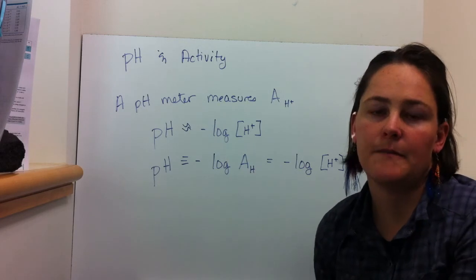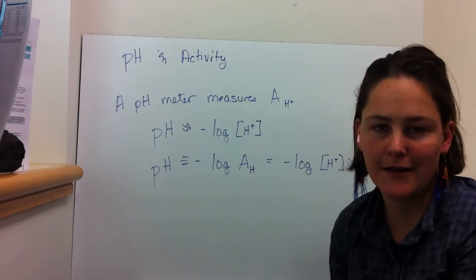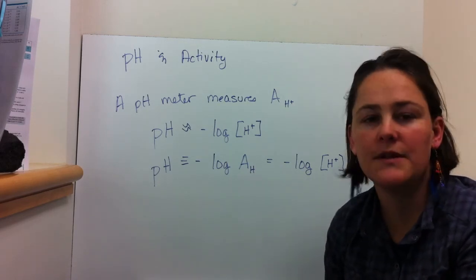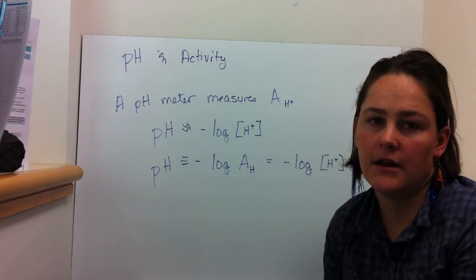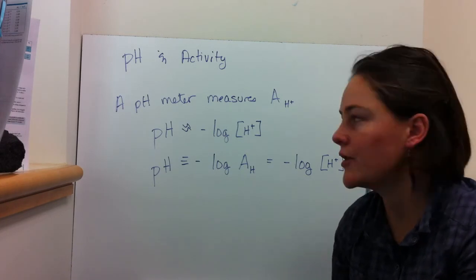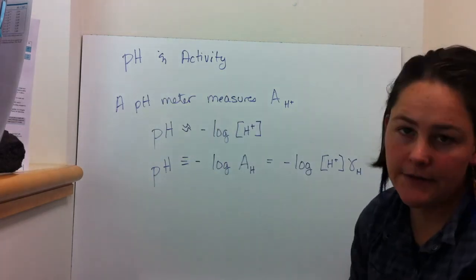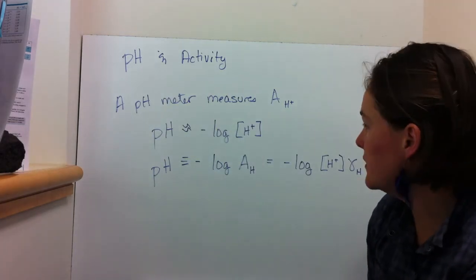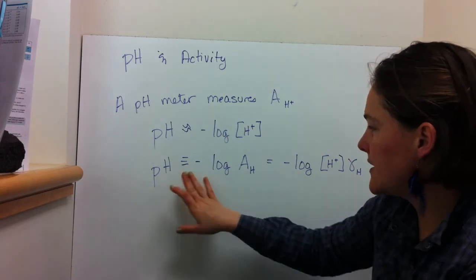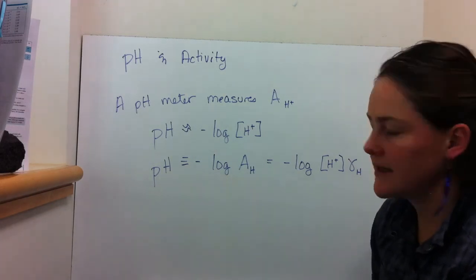When I said that when you measure pH, it's not exact, or the pH is not exactly equal to the negative log of the hydronium proton concentration, that's because a pH meter actually measures activity of the protons in solution. So the pH is actually equal to the negative log of the activity of the proton.